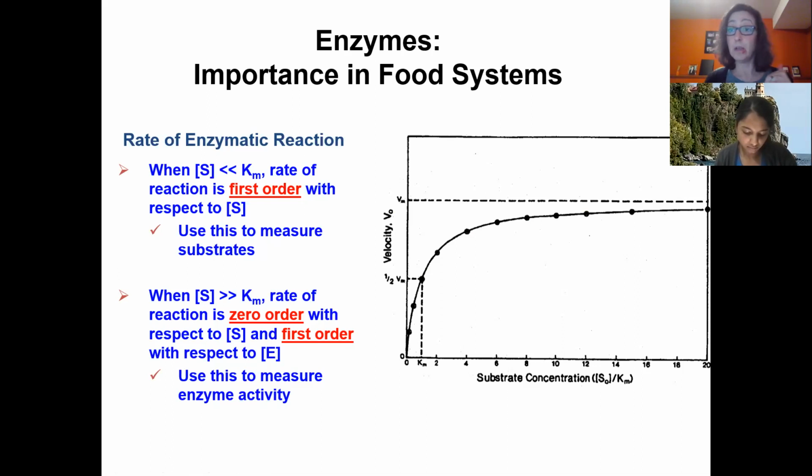And that's what I want, because I want to measure concentration in unknown samples. However, on the other end, if I care about measuring enzyme activity, I want the assay or the rate of the reaction to be dependent on the enzyme concentration or enzyme activity.